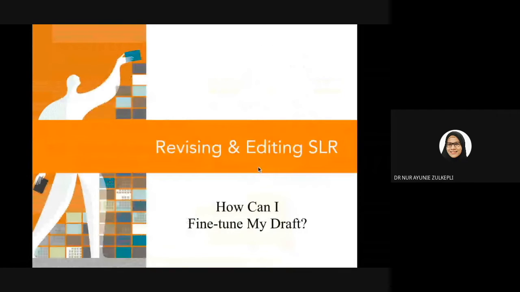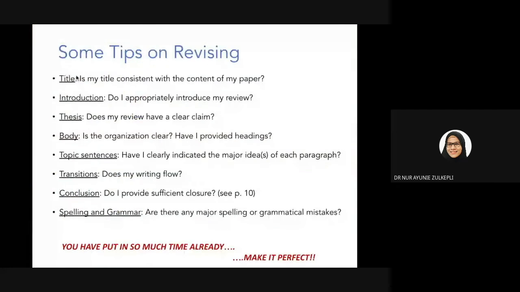Okay, then how can you fine tune your draft? It is by doing the revising and also the editing. There are some tips for revising after you have already developed or drafted your SLR. You can check, is your title consistent with the content of your paper? Sometimes the title is very specific, but actually the literature review is not that specific. So you have to make your title consistent with the content of your literature review.